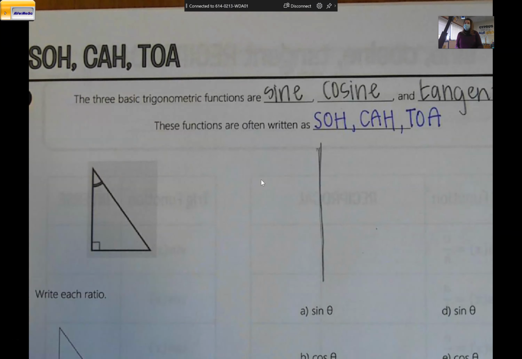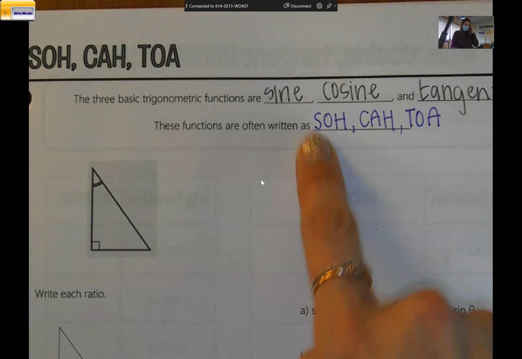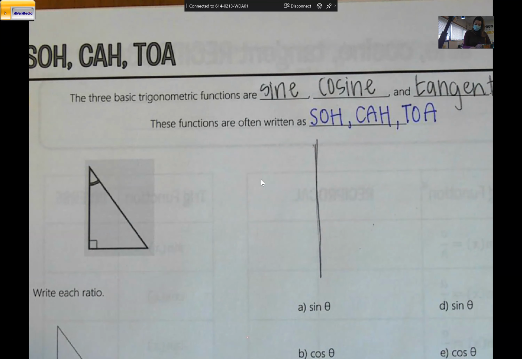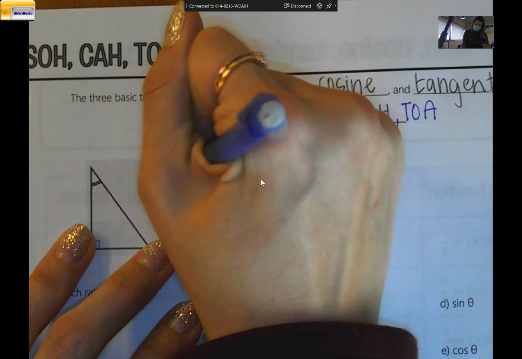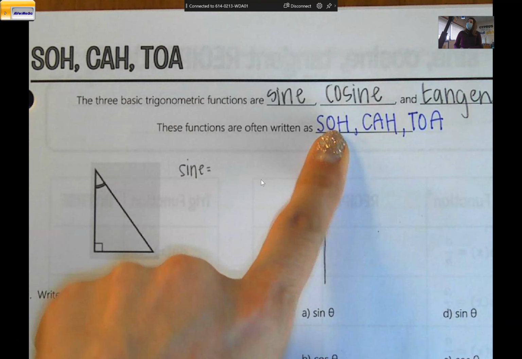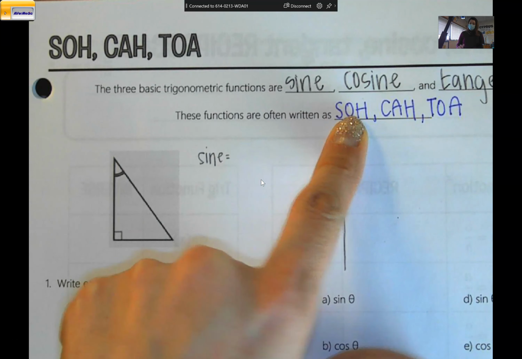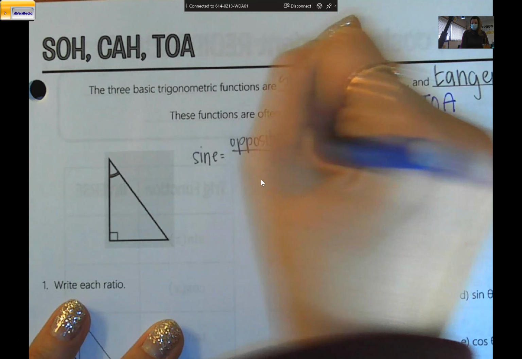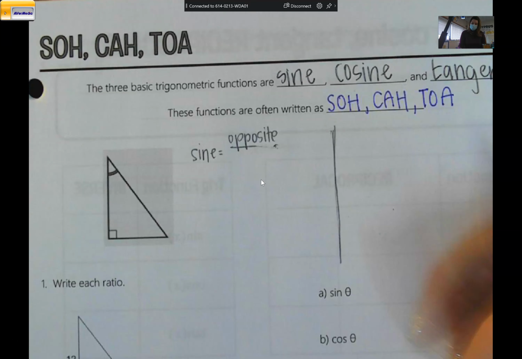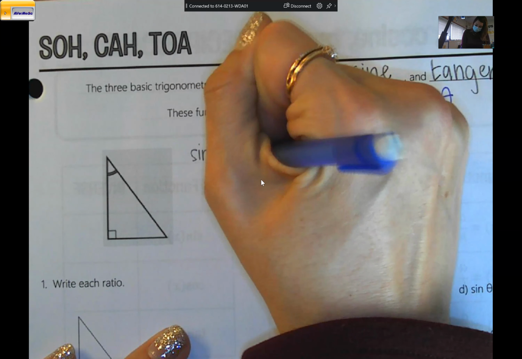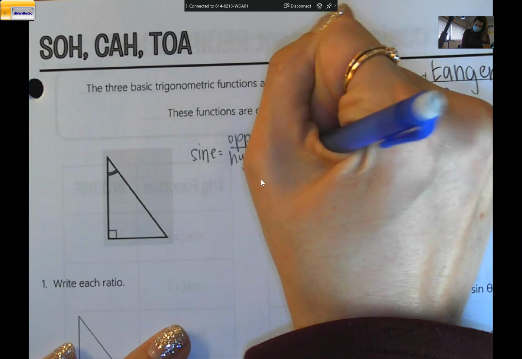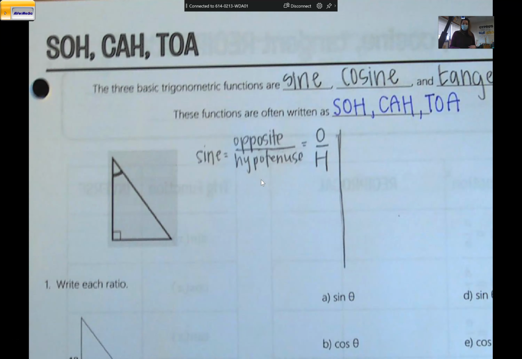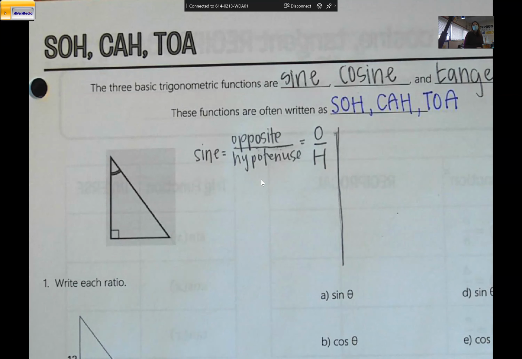So what exactly do these letters mean? Well, the first one is sine. So right here, we're going to write down what these mean. Sine is equal to, well, on the previous page, we called O opposite. So that must mean H is hypotenuse. So it's the ratio or the fraction O over H.